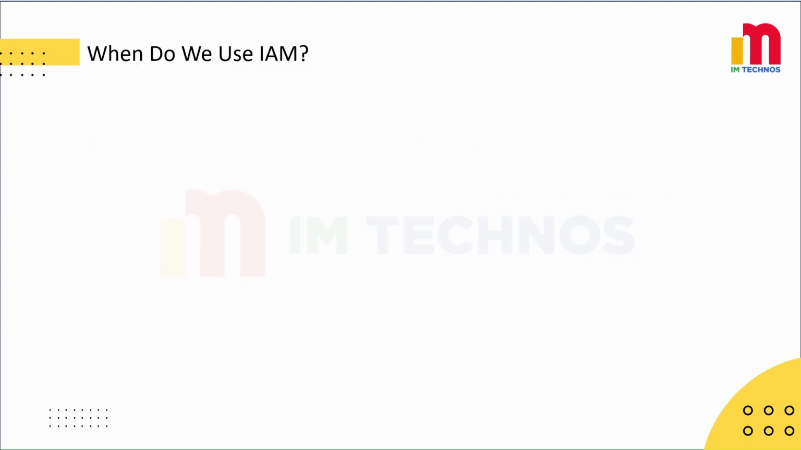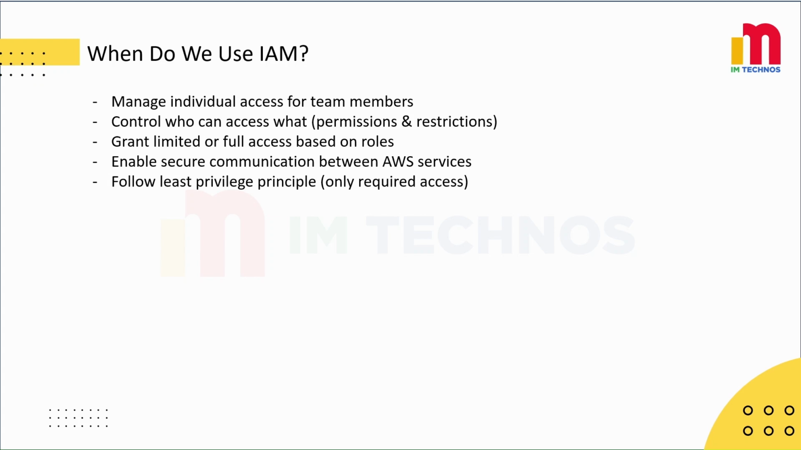Now let's understand when we actually use IAM. But before that, here is a common mistake beginners make. They create one account and share the same login with everyone. This is risky because you can't track who did what, and if something goes wrong, you have no control. That's why we always use IAM users instead of sharing credentials. So coming back to when we use IAM, you use IAM when you want to create separate accounts for your team, when you want to restrict access like giving only read access or full admin access, and also when AWS services need permission to talk to other services securely.